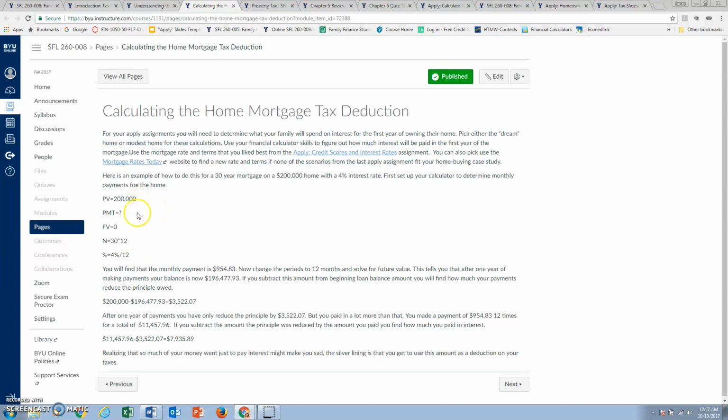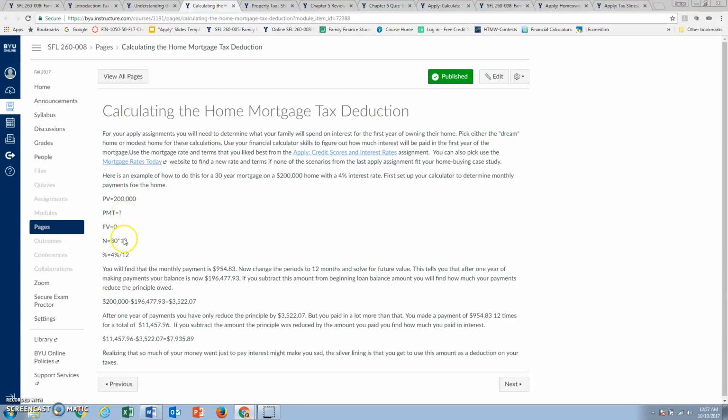You set it up the same way you did to look for monthly payments. So you put in the purchase price minus the down payment. Future value is going to go to 0. The term length is going to go here in the number of periods, and then you're going to put the interest rate that you came up with based on that website. Then you'll solve for monthly payments.